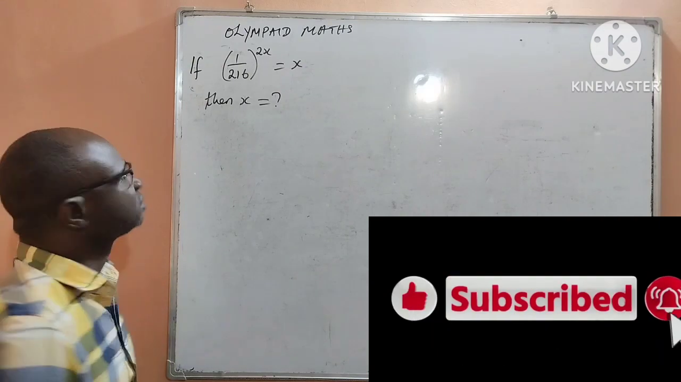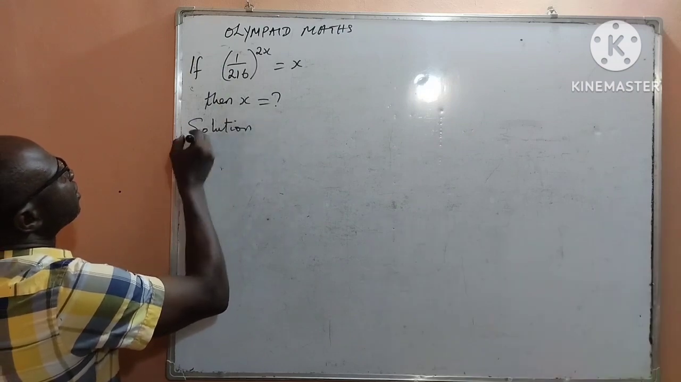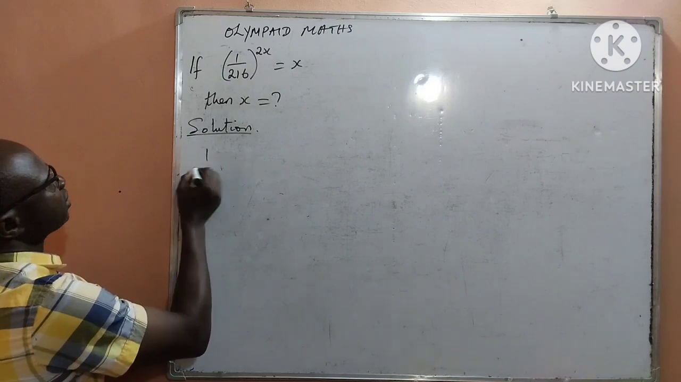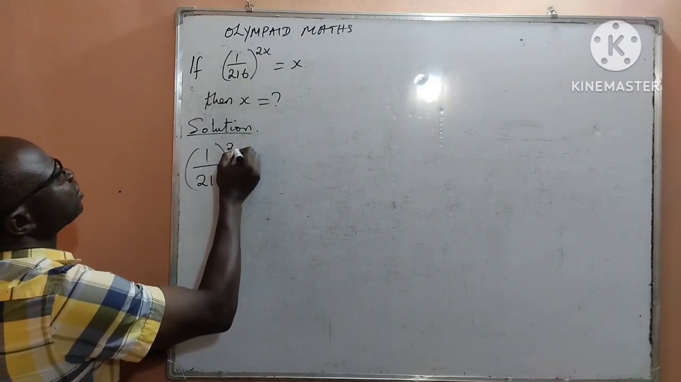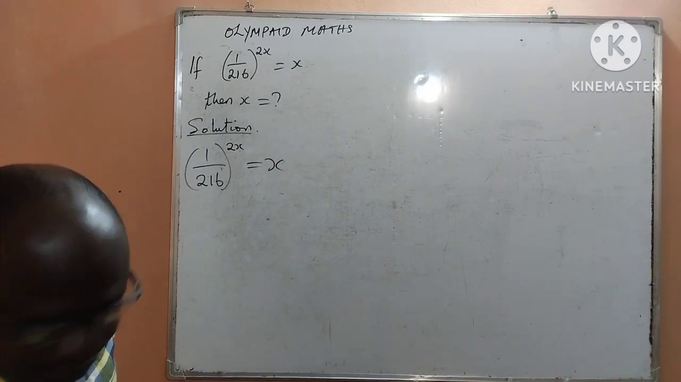Let us dive in for the solution. Very good. Now, the given question is (1/216), everything raised to the power 2x, and it is equal to x.